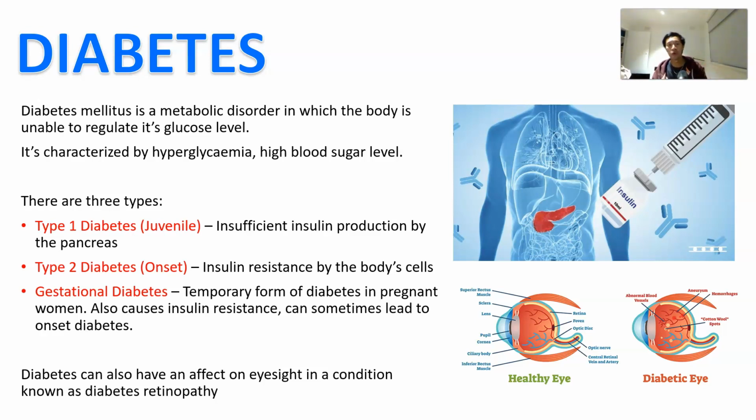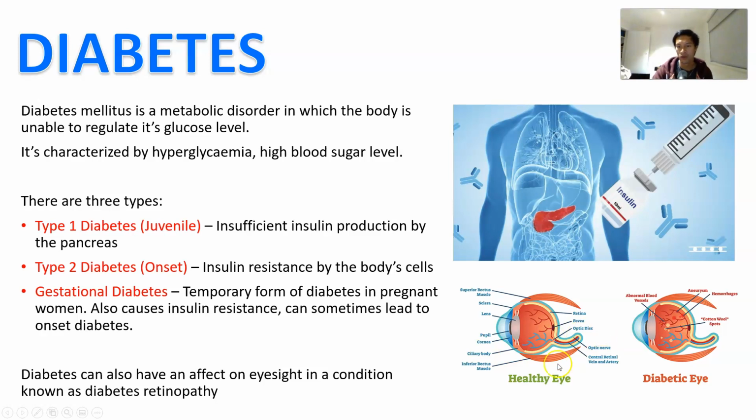And then you have a third form, which is gestational diabetes. It's a temporary form of diabetes in pregnant women. It also causes insulin resistance, and usually it goes away after childbirth. However, sometimes it can lead to type 2 diabetes as well. On a side note, diabetes can also have an effect on eyesight in a condition known as diabetic retinopathy.